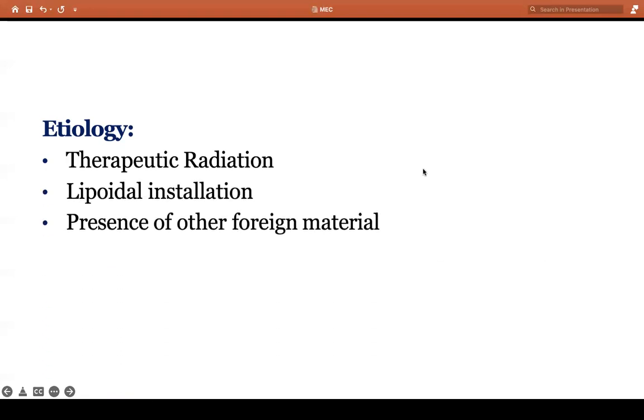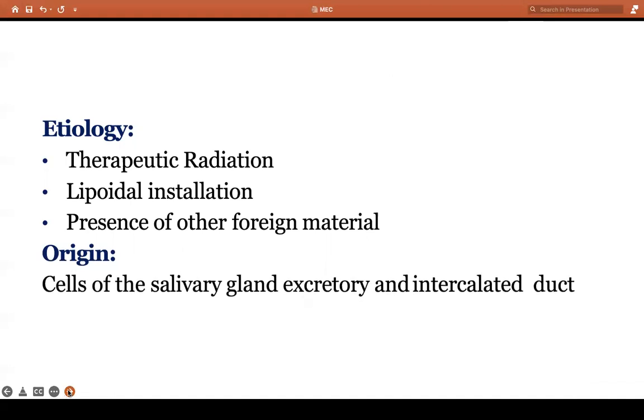Chemical carcinogens. But in Warthin tumor, we noted smoking and Epstein-Barr virus could be the etiology. But what is the origin site? Usually from the ducts of the salivary gland, excretory and intercalated ducts.